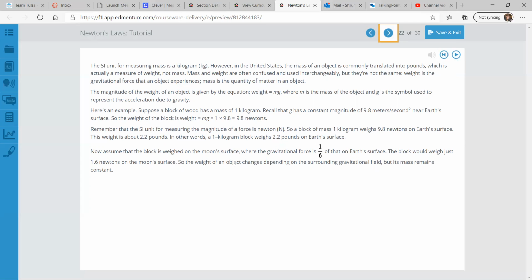This weight is about 2.2 pounds. In other words, a 1 kilogram block weighs 2.2 pounds on Earth's surface. Now assume that the block is weighed on the moon's surface, where the gravitational force is 1/6 of that on Earth's surface. The block would weigh just 1.6 newtons on the moon's surface. So the weight of an object changes depending on the surrounding gravitational field, but the mass is constant.